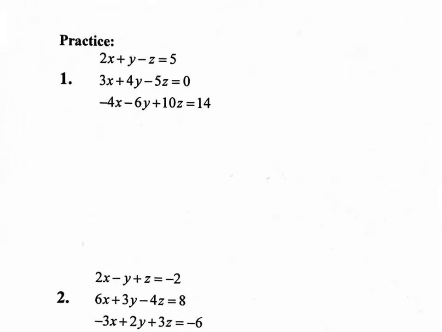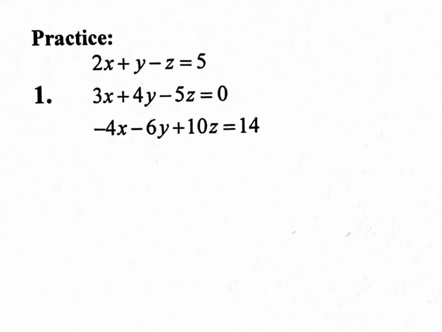Let's take a look at this practice. Example number 1. What do you guys believe is a wisest choice to cancel out? x's: 2, 3, 4. y's: 1, 4, 6. z's: 1, 5, 10.